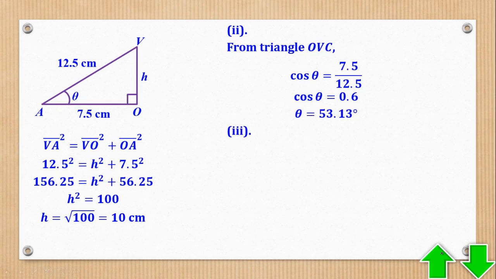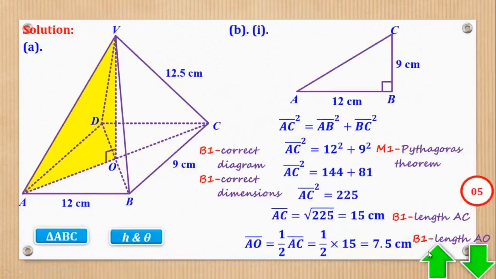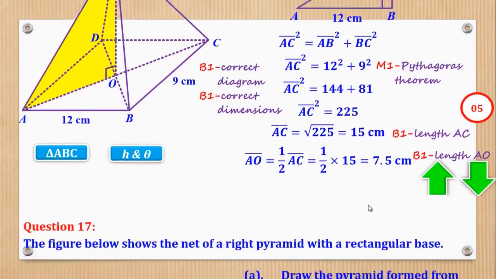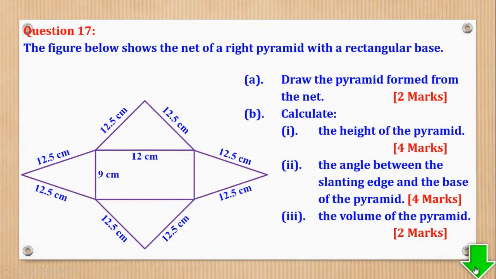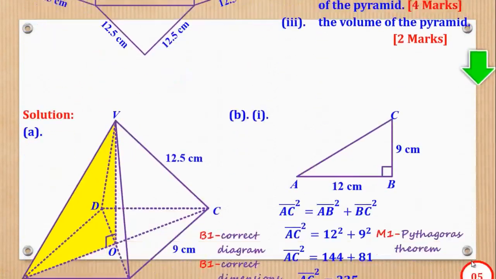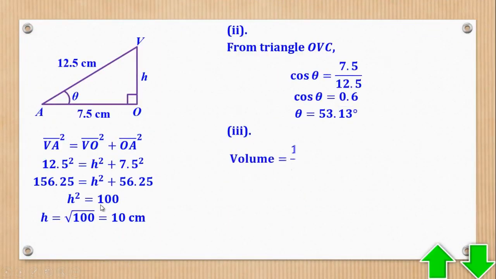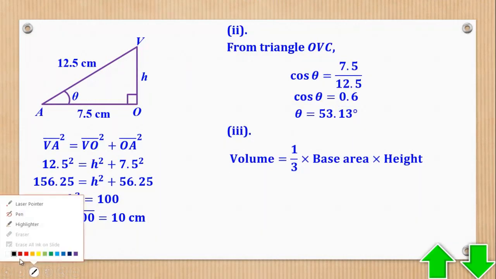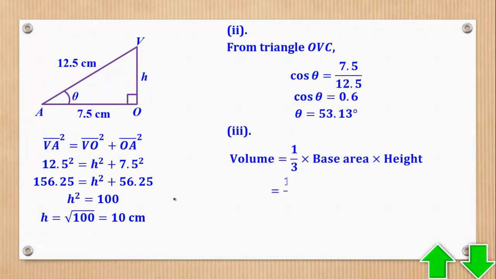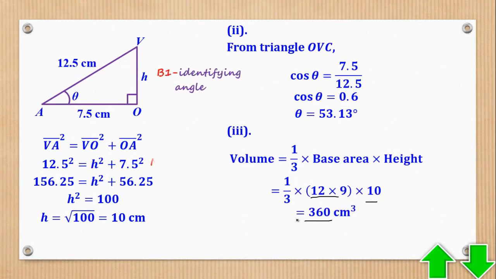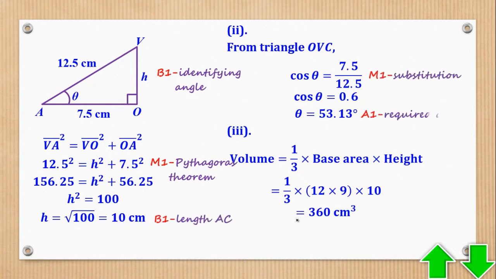Then Roman 3, they wanted the volume of the pyramid. So know that the volume of the pyramid is a third base area times height. So the base was a rectangle, meaning it will be length times width, and height was 10. So it will give us 360 as the required volume. And that's what they wanted.